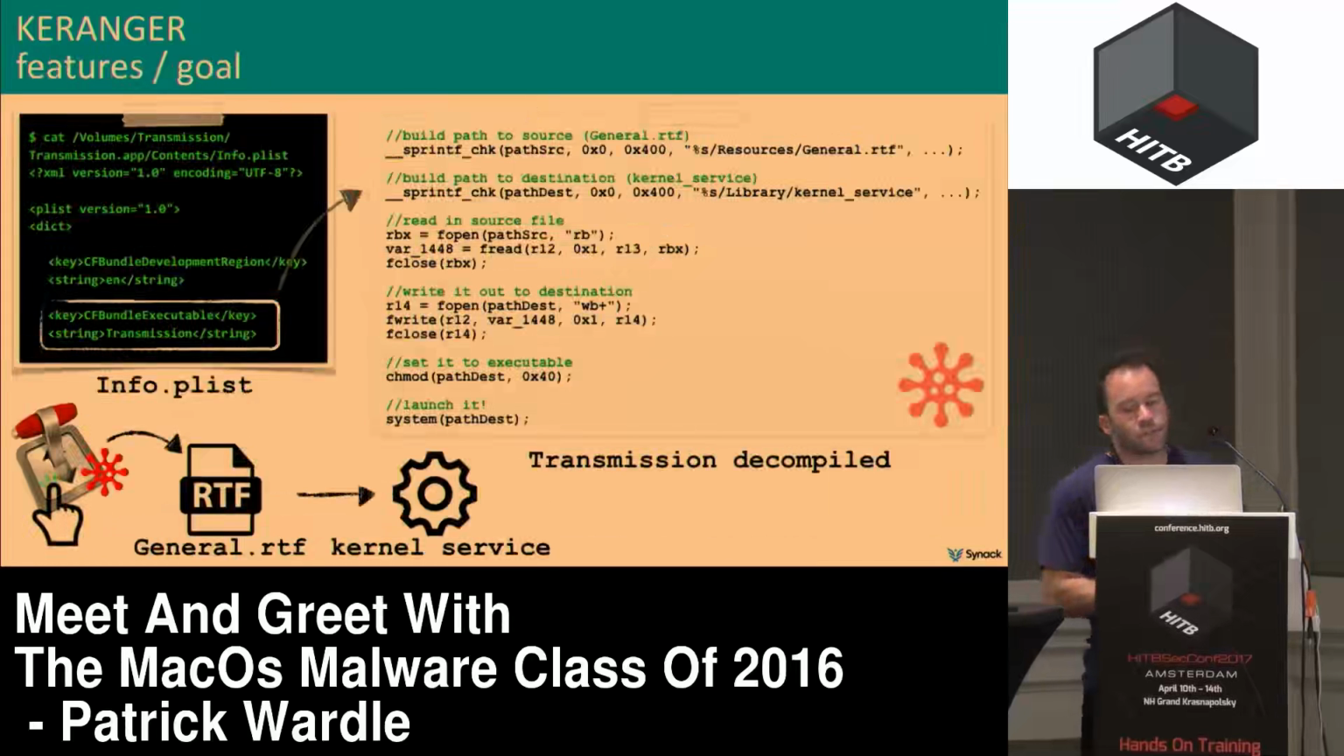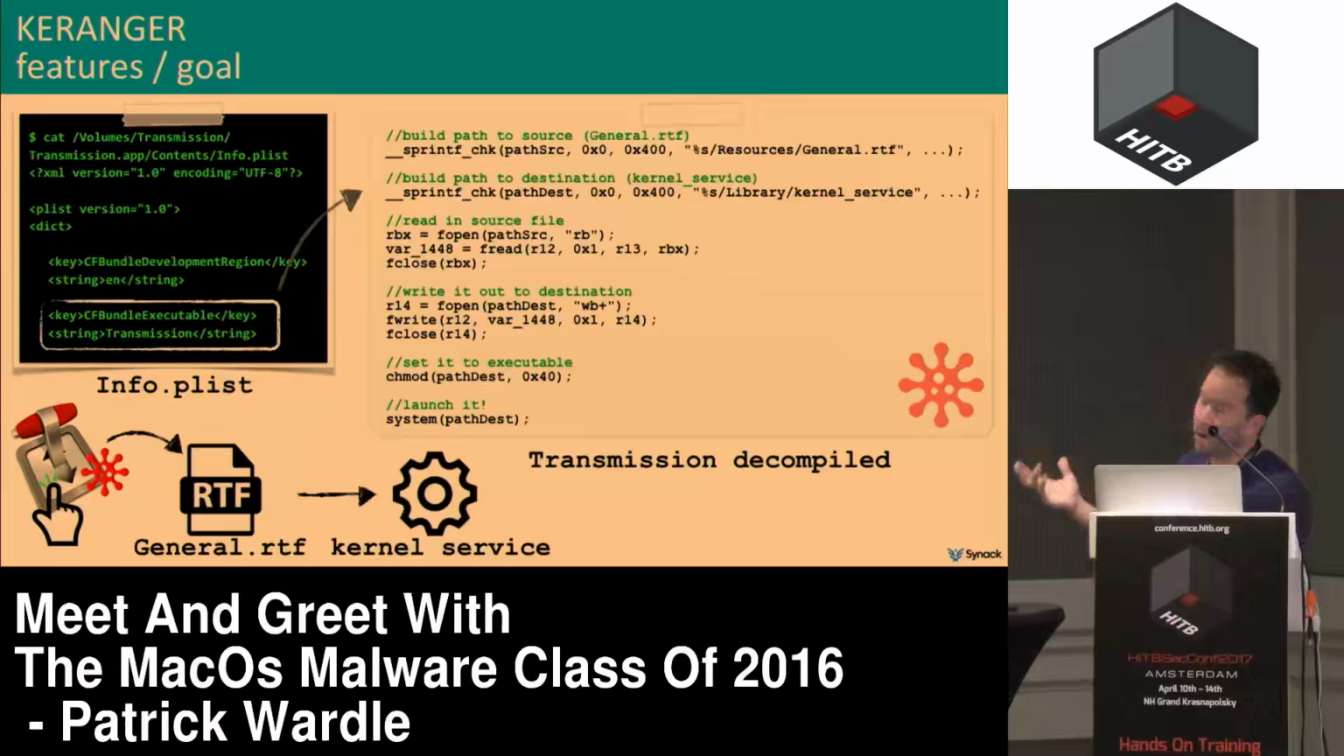So if we analyze KeyRanger's code, we can see what's going on. We start by looking at the application bundle, specifically the info.plist file. In this file is the path to the application or binary to execute when the users double click on that. It turns out it points to a binary called Transmission. Not too surprising there. This is actually the legitimate Transmission binary, but it's been modified.